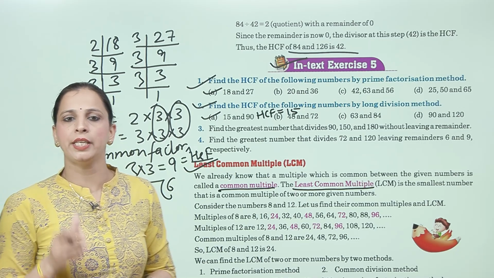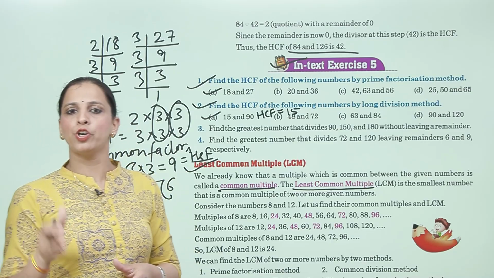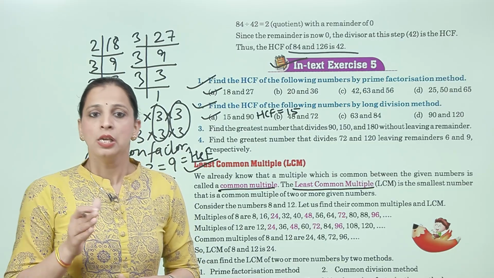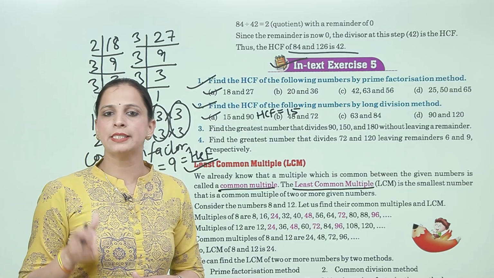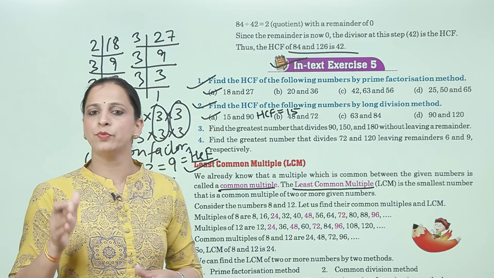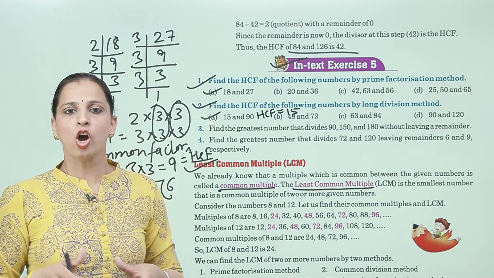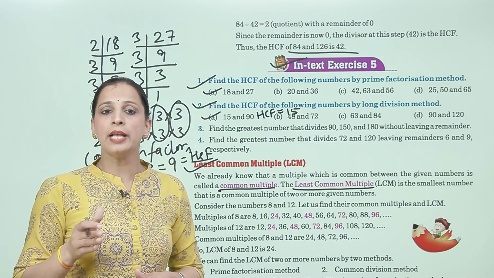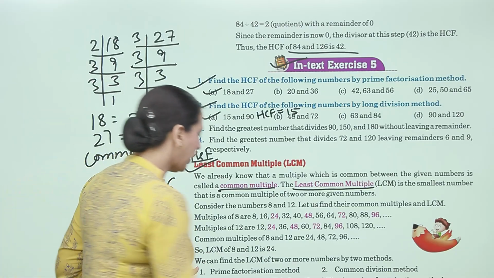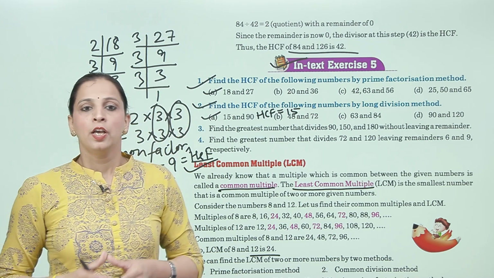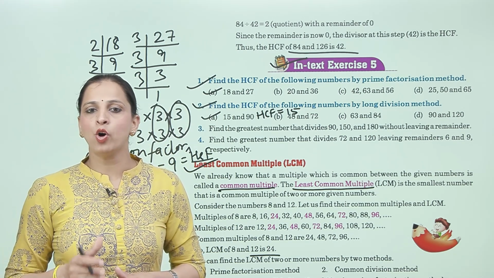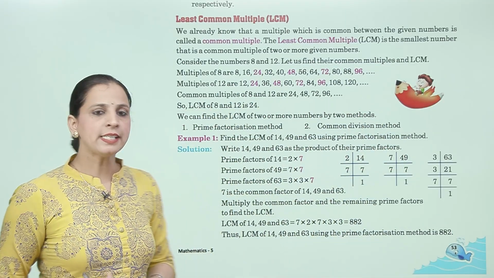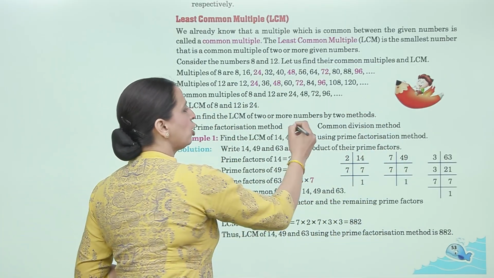Multiples of 8 are 8, 16, 24, 32, 40, 48, 56, 64, 72, 80, 88, 96 and so on. Multiples of 12 are 12, 24, 36, 48, 60, 72, 84, 96, 108, 120 and so on. Common multiples of 8 and 12 are 24, 48, 72 and 96. So the LCM of 8 and 12 is 24. We can find the LCM of two or more numbers by two methods: first is the prime factorization method and second is the common division method.